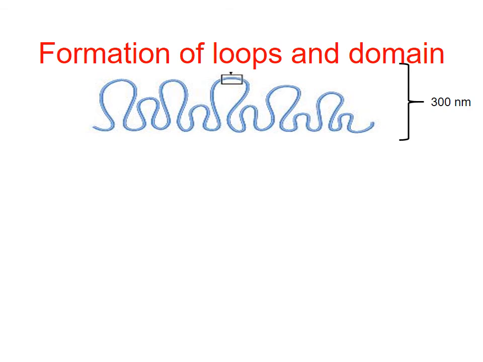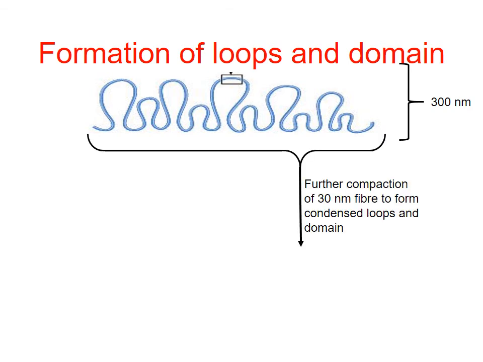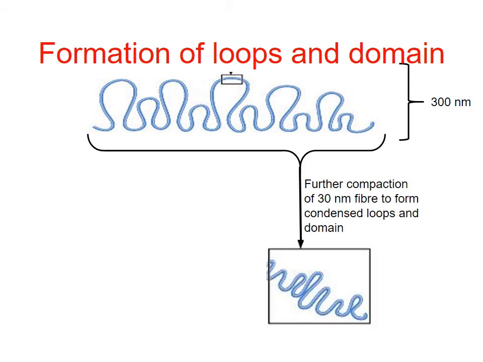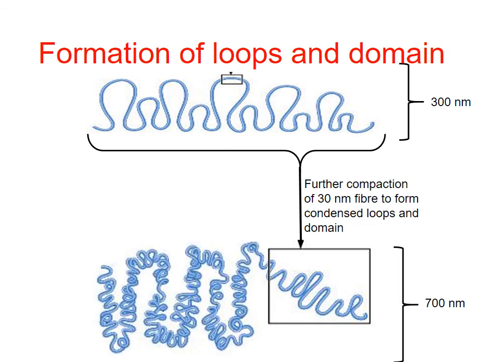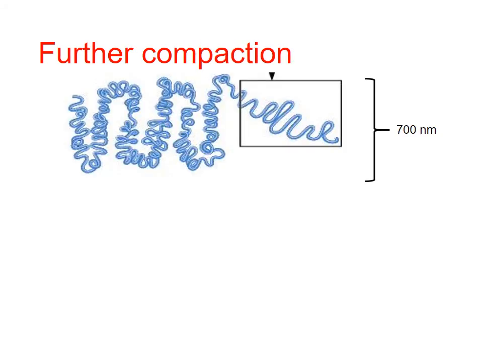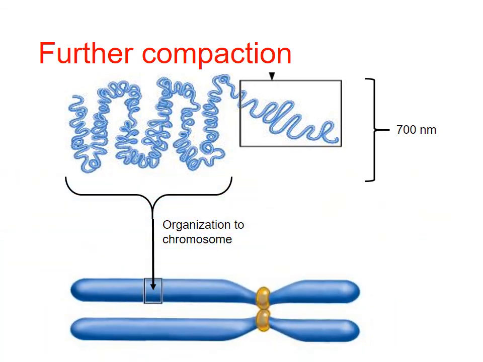Once the loop structure is formed, there will be further condensation and coiling, and the DNA starts excessive coiling over each other and forms loops and domains. And now the diameter has increased to about 700 nanometers. So once these loops are formed, there will be further compaction, and the coiling continues till this entire stretch of DNA, which was 2 meters long, gets condensed into a chromosome having a diameter of about 1400 nanometers.